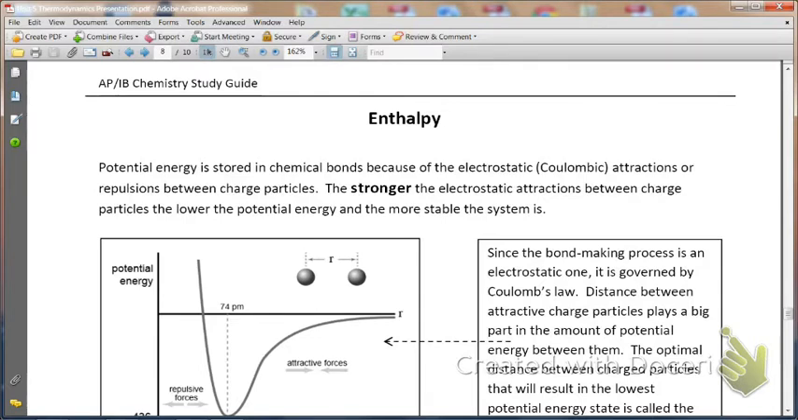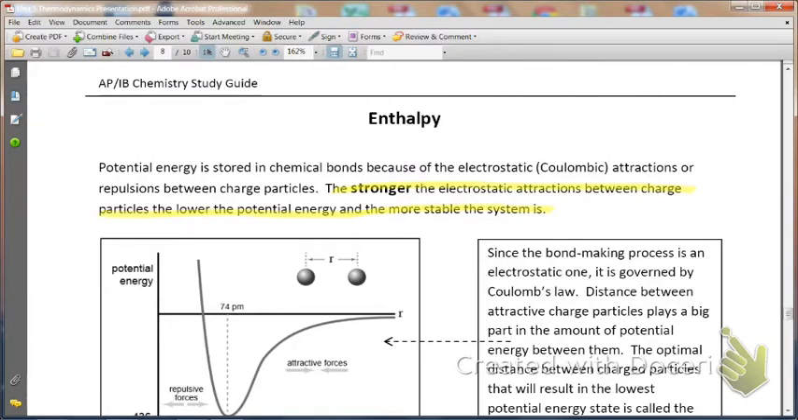Now, this next statement is probably one of the most important statements in this entire lecture video: the stronger the electrostatic attractions between charged particles, the lower the potential energy and the more stable the system is. So when we have strong electrostatic attractions between charged particles, we create a very low potential energy state. And the lower the potential energy, the more stable the system is. And this is the key.